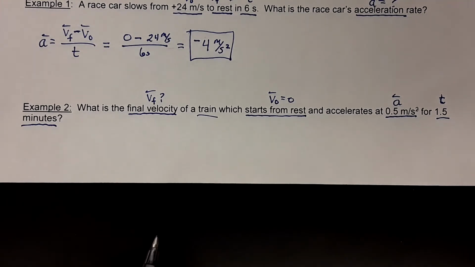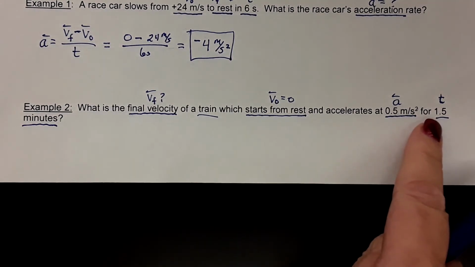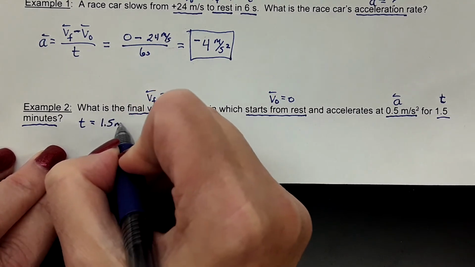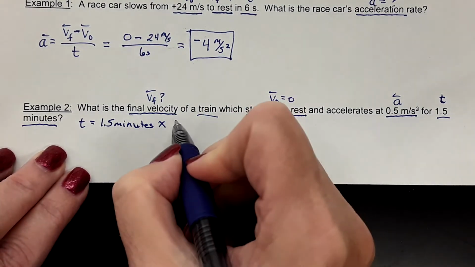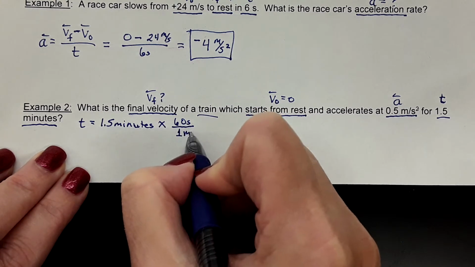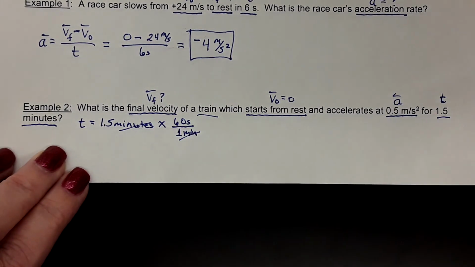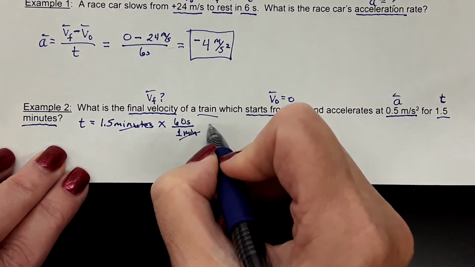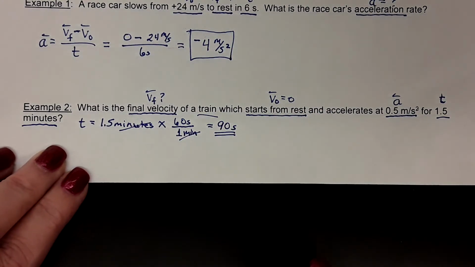Okay, well, remember, before we can start the problem, we've got to take care of this little problem, the 1.5 minutes. So right here, I'm going to say t equals 1.5 minutes times, and what's our conversion factor? Well, we know there are 60 seconds in 1 minute. So I put the 60 on top and the minute on bottom so that the minutes cancel, and they'll leave us with seconds. 60 and half of 60 is 30. 60 and 30 is 90. So that's 90 seconds, and that's what we'll use for the time instead of 1.5 minutes.